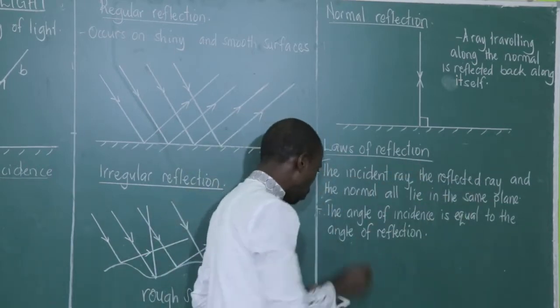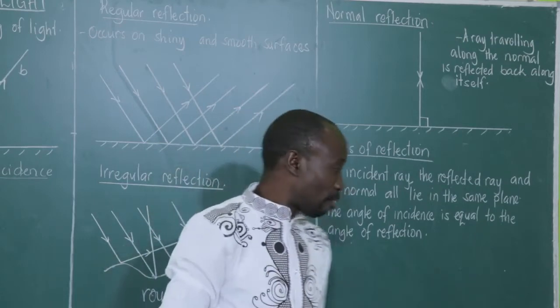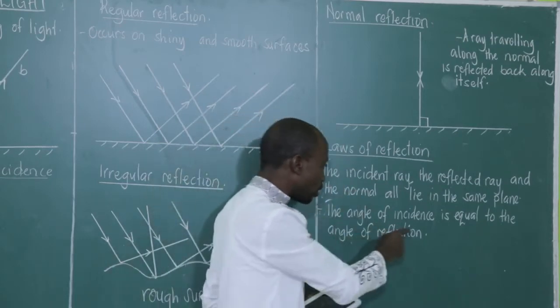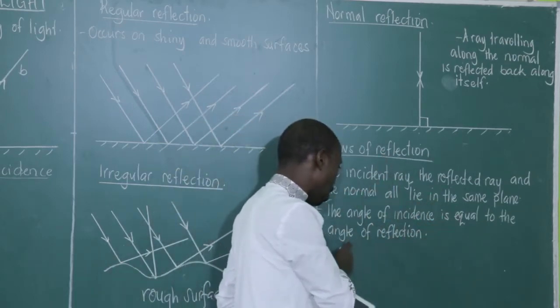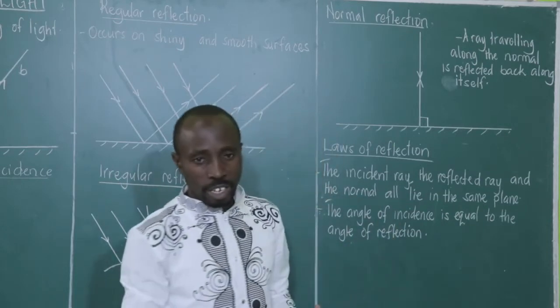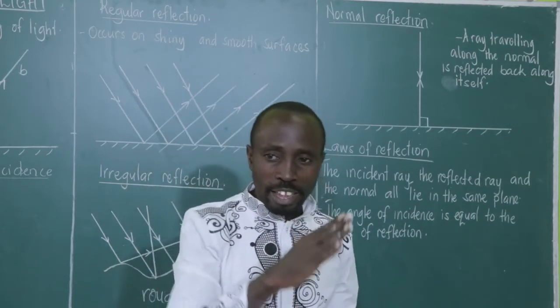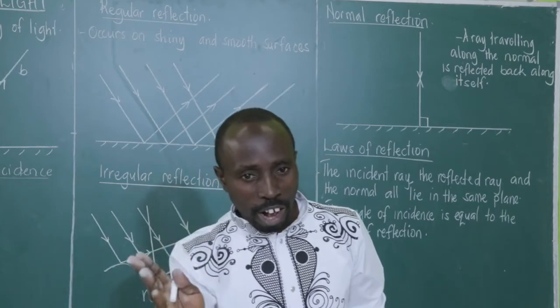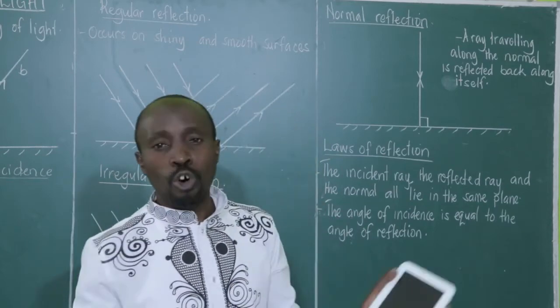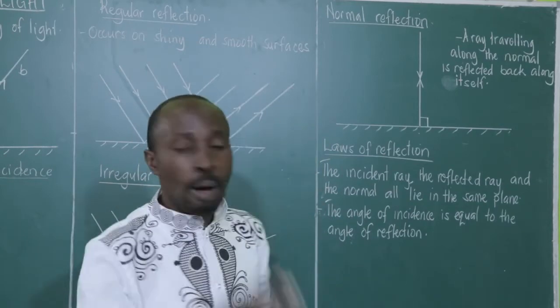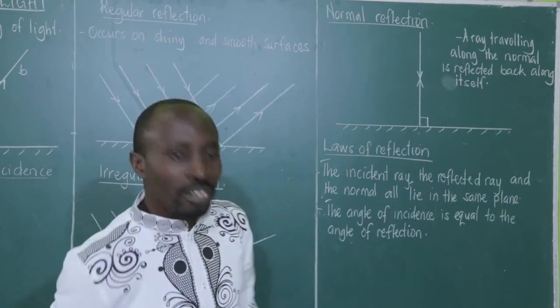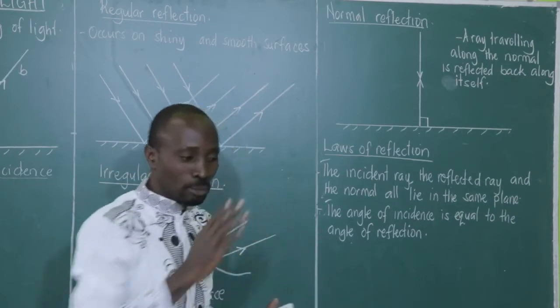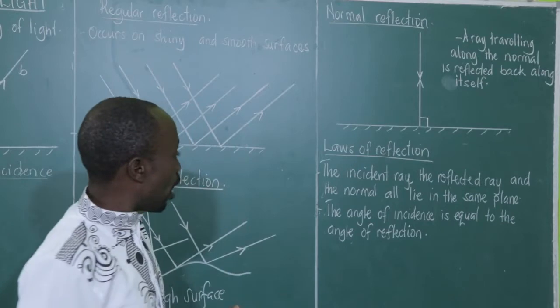Then this one is very important. Always remember that the angle of incidence is equal to the angle of reflection. In other words, angle I is always equal to angle R. That is a law. It is like a rule, okay, or a principle. It's no longer a hypothesis. It's now a principle because it has been proven, okay?